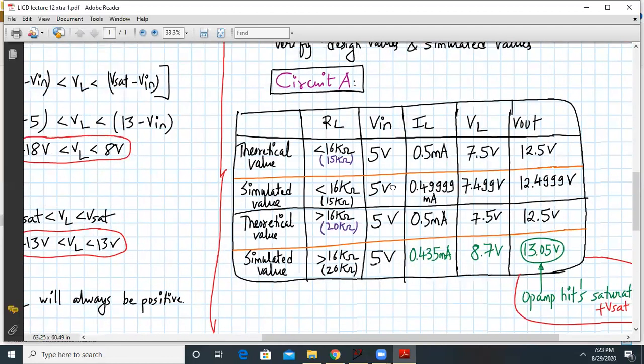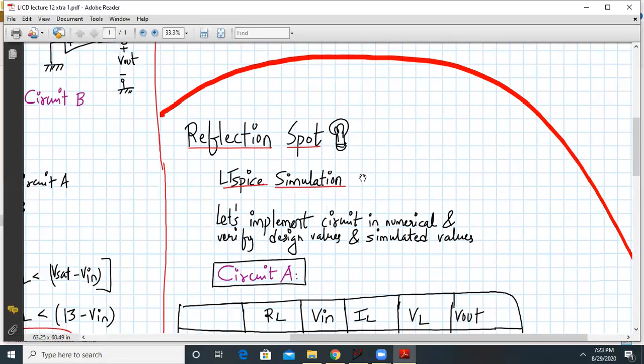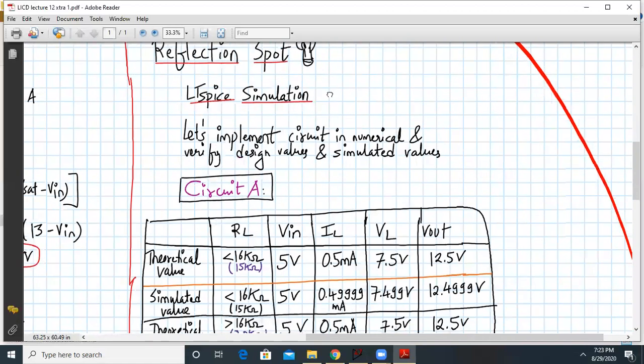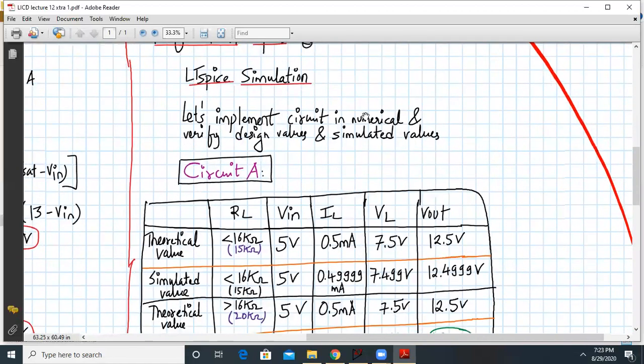Now comes a reflection spot. Reflection spot means we will stop this PDF, and we'll move on to the LTSpice demonstration of the same. So let us implement this circuit. Let's implement the circuit given in the numerical and verify the design and the simulated values.